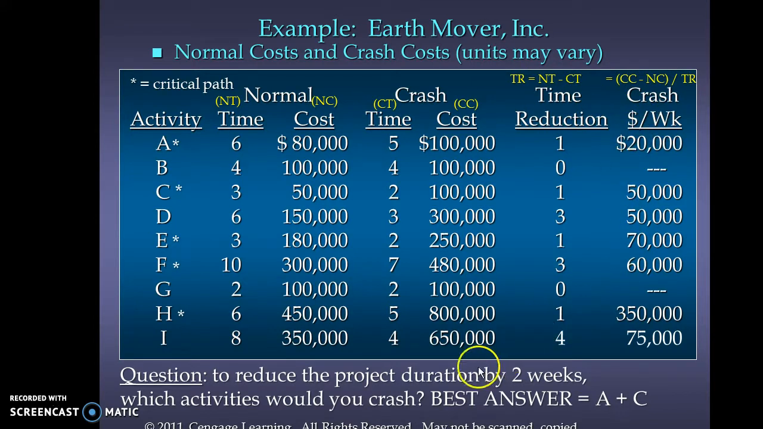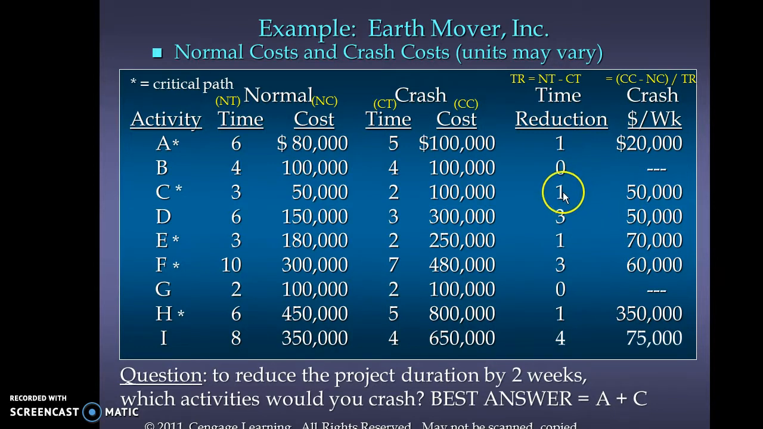We get a calculation. So if I were to ask you to reduce the project duration by 2 weeks, which activities would you crash? Again, we only should bother looking at those activities on the critical path, in that case identified by the asterisk. So if we want to get 2 weeks, H would cost us $350,000 to get a week. It doesn't really seem attractive. We can get 3 weeks out of F if we want, but it's going to cost us $60,000 per week. E, we can get 1 week. That's going to cost us $70,000.